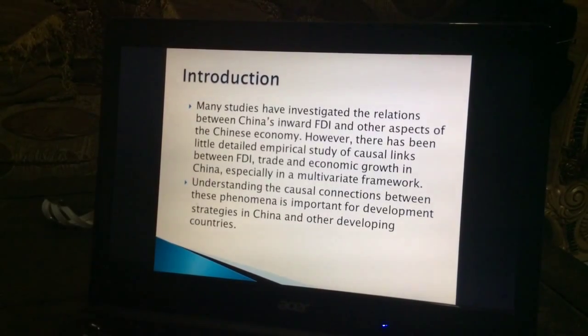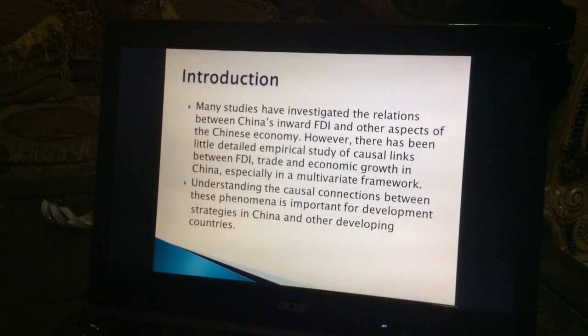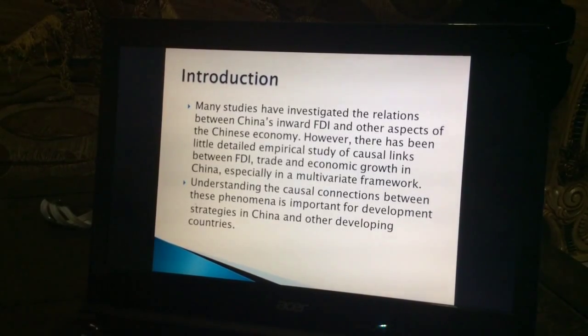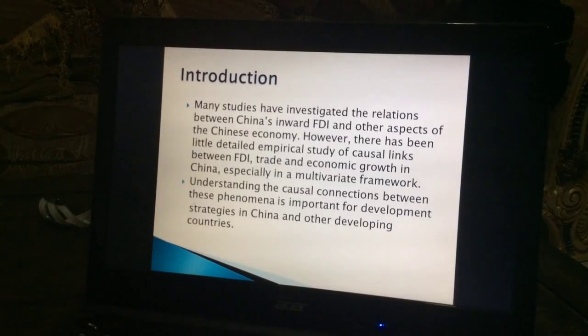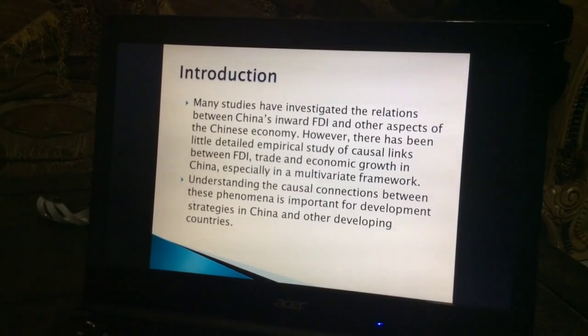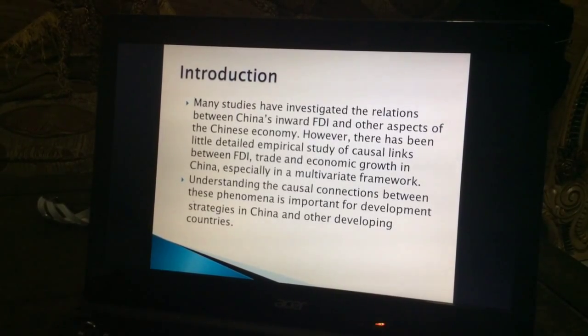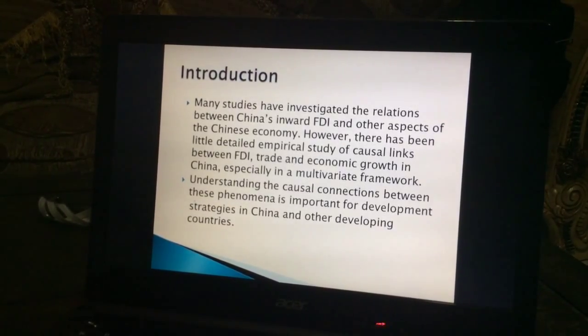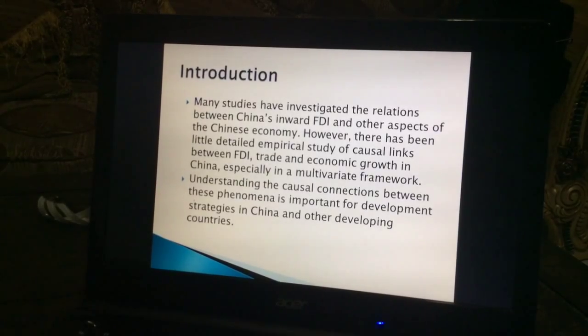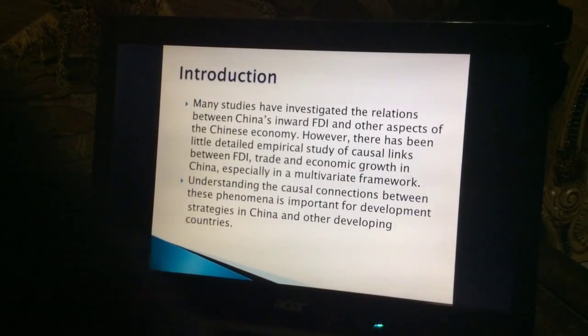Well, many studies have investigated the relation between China's inward FDI and other aspects of the Chinese economy. However, there has been little detailed empirical study of causal links between FDI, trade, and economic growth in China, especially in the multivariate framework.